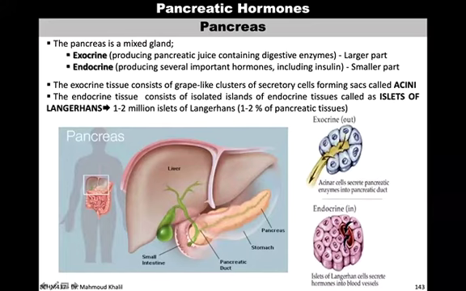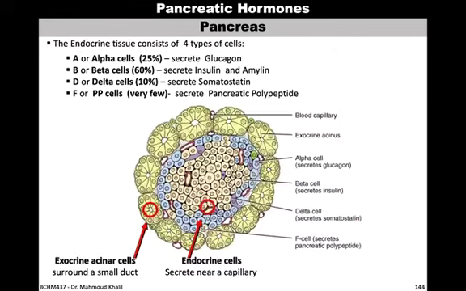There are around 1 to 2 million islets of Langerhans, representing around 1 to 2% of the pancreatic tissue. Looking more closely, the endocrine tissue consists basically of 4 types of cells: alpha, beta, delta, and the PP or F cells. The major one is the beta cells, which secrete mainly insulin and another hormone called amylin. The alpha cells, which represent around a quarter of the endocrine cells, secrete glucagon, and the delta cells secrete somatostatin.